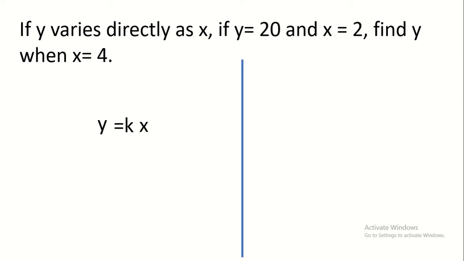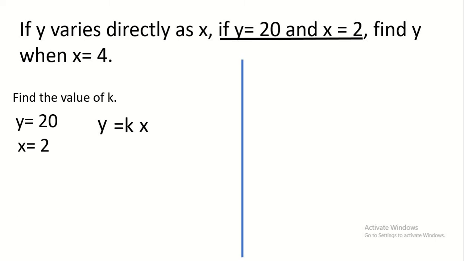If y varies directly as x, then if y is equal to 20 and x is equal to 2, find y when x is 4. Okay, so kukunin muna natin yung value ni k gamit ang y is equal to 20 and x is equal to 2. Yun munang unang ating gagamitin since kompleto siya. Kompleto si y, kompleto si x. So, y is 20 and x is 2.